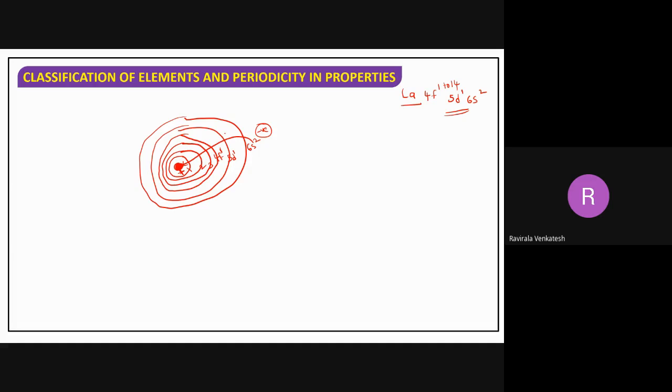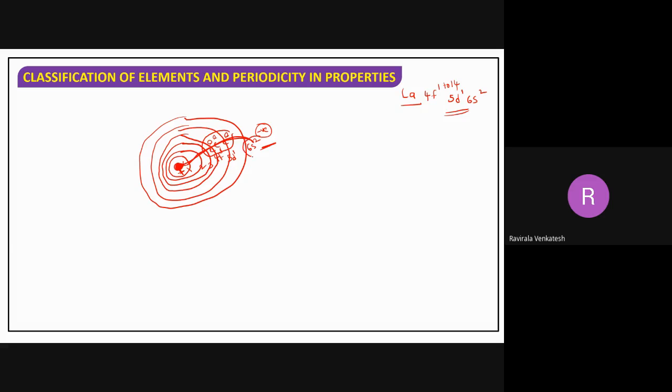Because wherever your electrons are, the nucleus compulsorily attracts the electrons, isn't it? Wherever you have electrons, they can be attracted by whom actually? The nucleus. But if you observe here, if you have some electrons here, now these inner electrons will shield the outermost electrons from the nucleus.